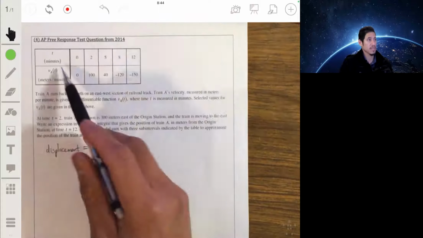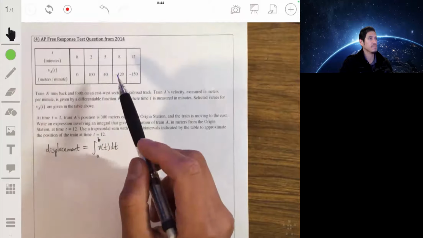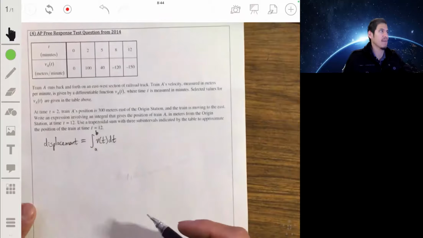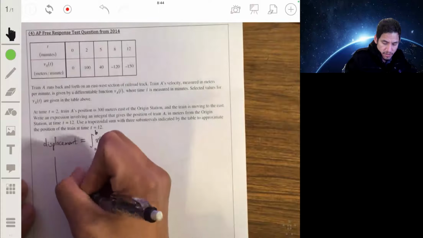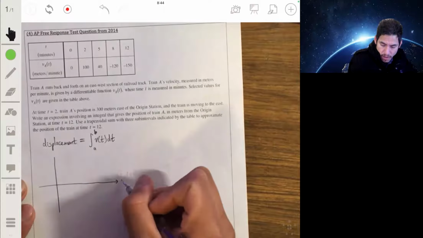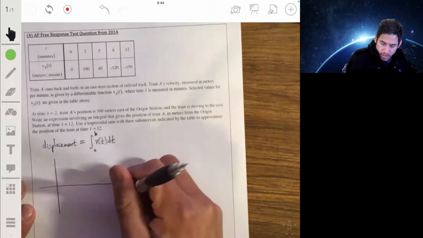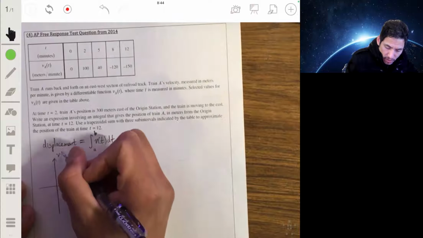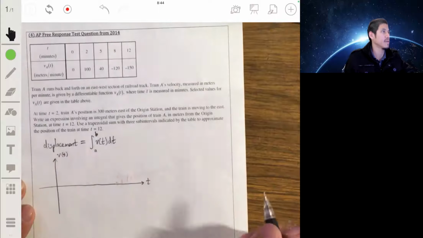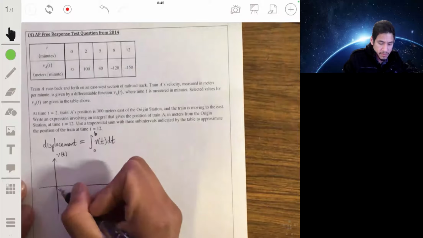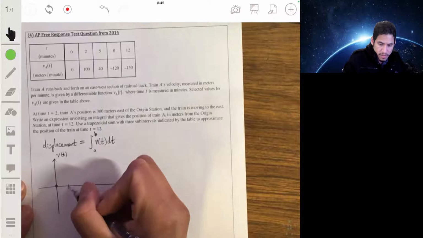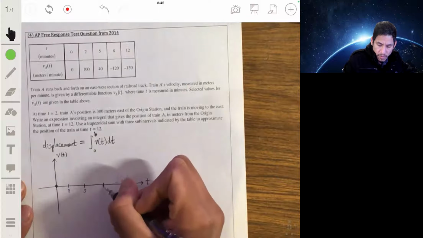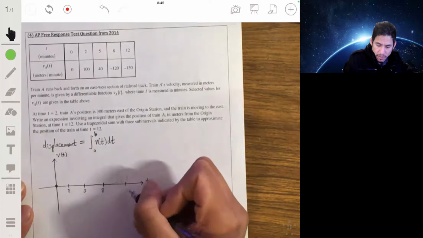Now, we're not given an explicit expression for velocity. We're given values. So what we're going to do is draw a graph, so we can get a picture of what is going on here and a better sense of how we are going to solve this. So let's draw the horizontal axis for t and the vertical axis for v of t. Let me make this actually wider. Time will go from 0, to 2, call that 5, call that 8, call that 12.